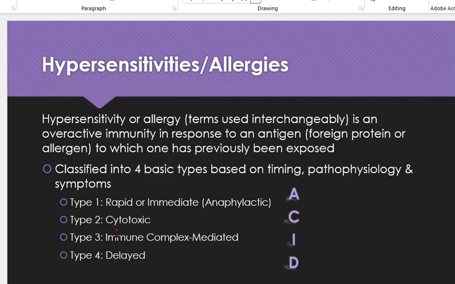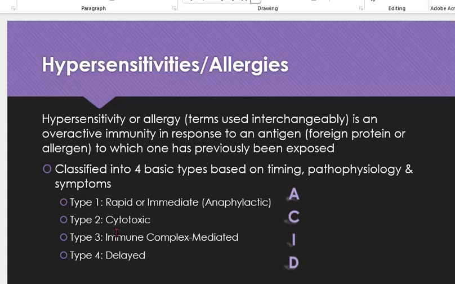And the book gives you this acronym as a way to remember it: anaphylaxis, cytotoxic, immune complex mediated, or delayed. While immunity with inflammation is protective and helpful, an overactive response towards normal body tissue can cause damage. Hypersensitivity is, as we've already said, overactive immunity in response to an antigen. It can range from itchy, watery eyes to life-threatening, which would be your asthmatics or anaphylaxis.